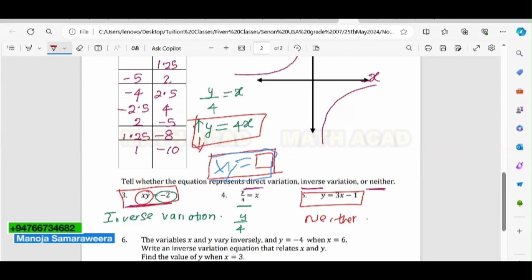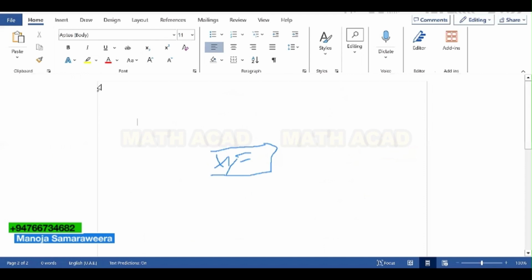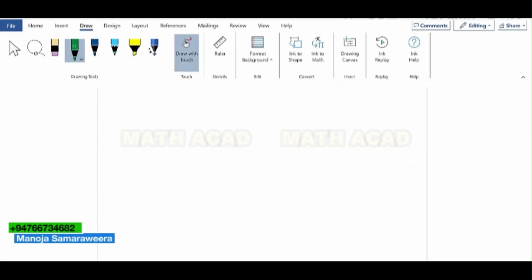When y is equal to a number times x, let's say y is equal to m times x, m is a constant value. So this kind of relation is called direct variation, right? Yes. Okay, I have a few questions. You have to identify the type of the variation, right? I'll give you a few questions.